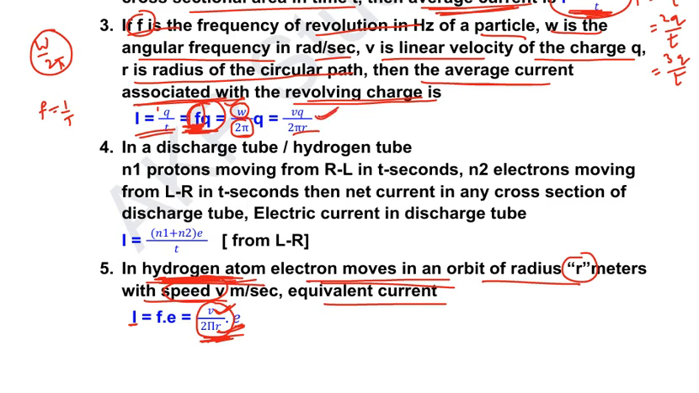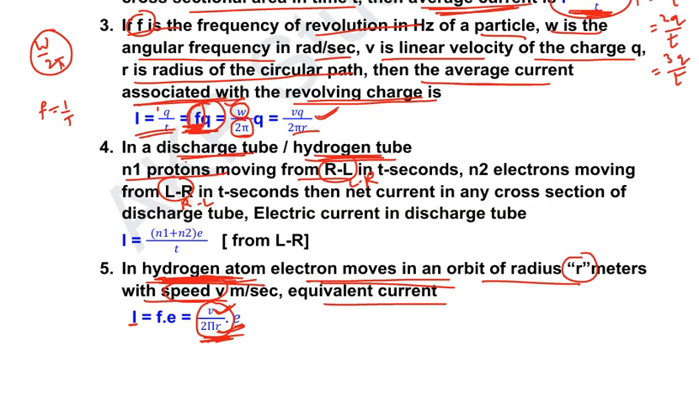And in some problems they will give you a discharge tube or hydrogen tube. We need to use this formula. You see, N1 protons are moving from right to left in t seconds. Sorry, this should be left to right, and this should be right to left. Mistakenly I have written it here.